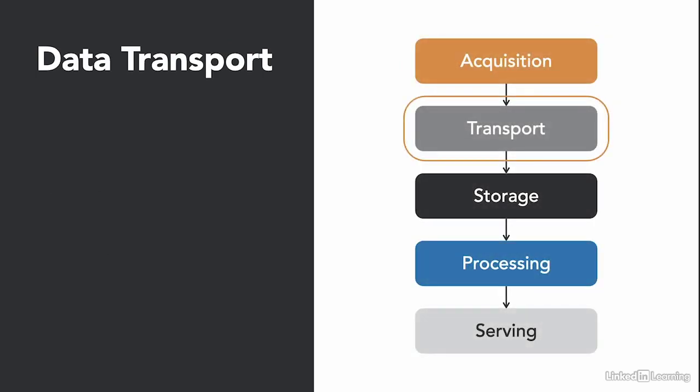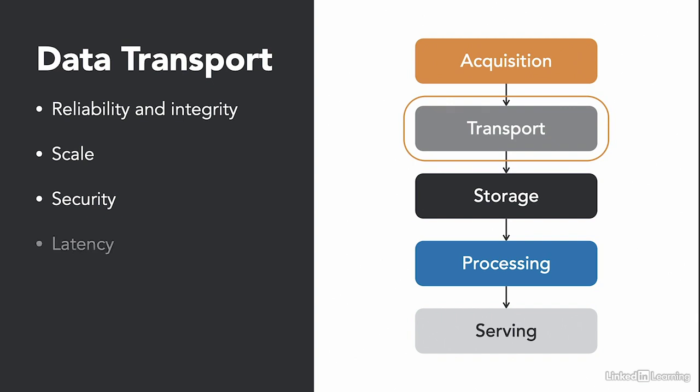Data transport deals with moving data within the pipeline to various processing and storage endpoints. Data transport should be reliable and should maintain the integrity of transported data. Transport requires scale to deal with large quantities of data in the big data world. Data security and privacy may also be key concerns. Latency is an important transport consideration for real time use cases. Finally, transport should also be cost effective.